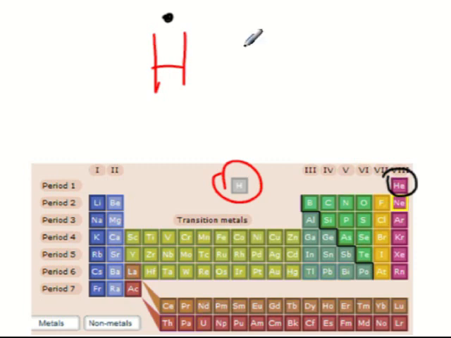When bonding, you can have 2 hydrogen atoms together, bonded. This is through a covalent bond. It looks something like this, where 1 electron from one hydrogen atom will spend time around the other hydrogen atom, filling the outer shell of the hydrogen atoms.